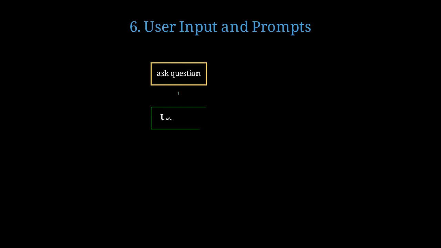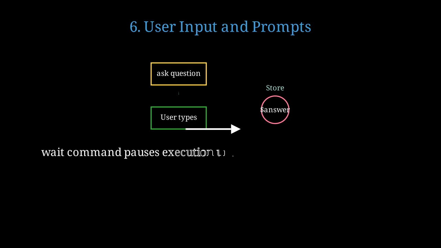Capturing user input allows your bot to have interactive conversations. The ask command prompts the user with a question, waits for their response, and stores it in a variable. The wait command pauses script execution until the user provides their input response. The flow is ask a question, wait for input, then store the response in a variable.